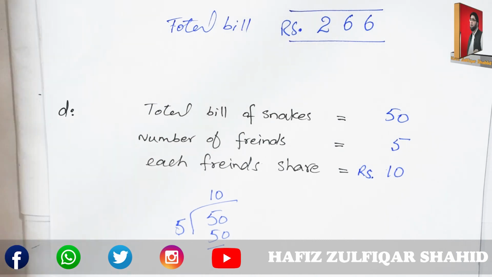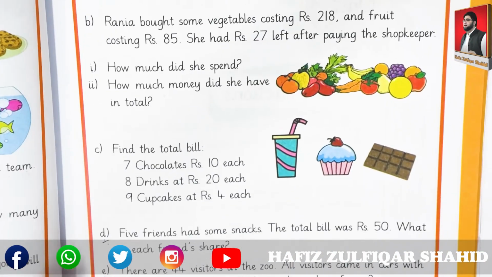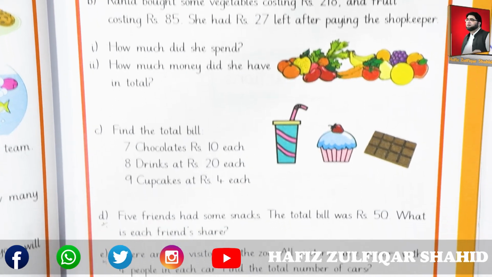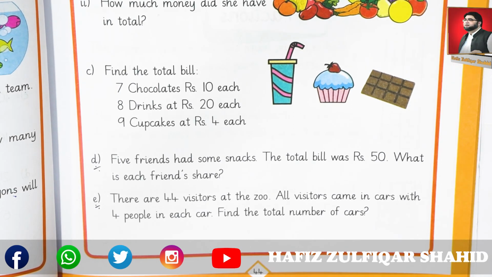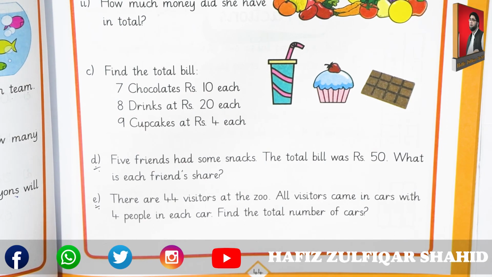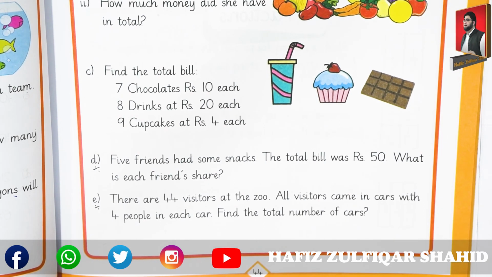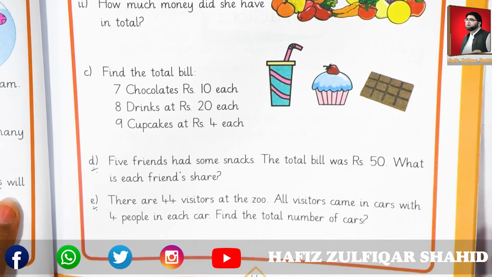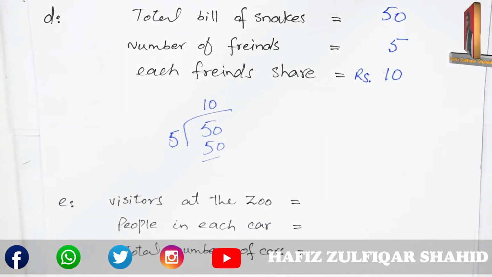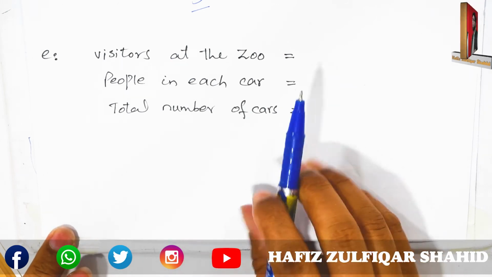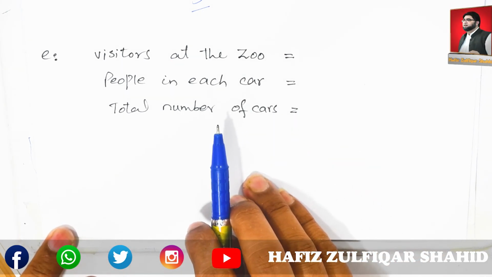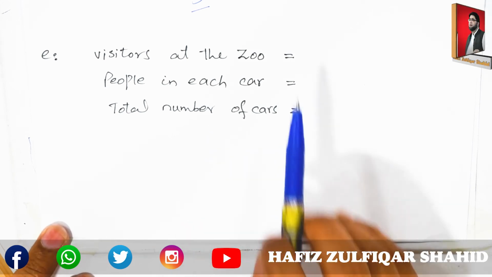Now let's read the last question statement. There are 44 visitors at the zoo. All visitors came in cars with 4 people in each car. Find the total number of cars. How many visitors are there at the zoo? There are 44 visitors. Each visitor came in a car. They are not allowed to use any other vehicle. They used only cars, and each car has 4 people.